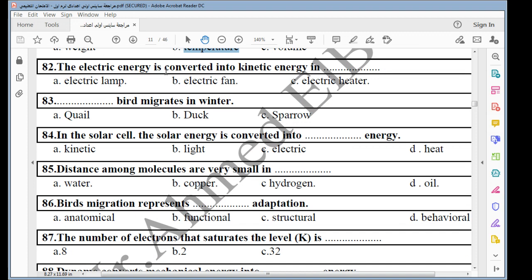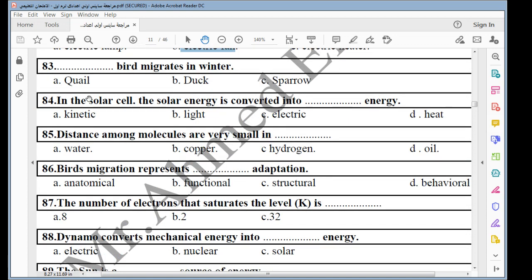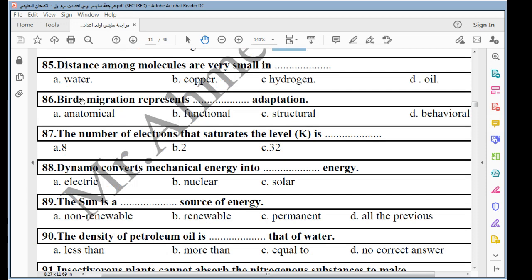The electric energy is converted into kinetic energy and, of course, electric fan. 83. Space bird migrates in winter, white bird. 84. In the solar cells the solar energy is converted into electric energy. 85. Distance among molecules are very small in copper.